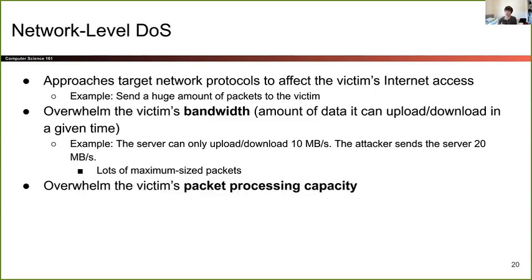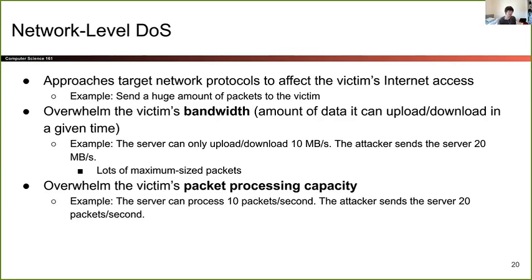The other idea, which is a bit less intuitive, is to overwhelm the victim's packet processing capacity. So maybe I can send 100 megabits per second, but maybe my router is only smart enough to handle 10 packets per second. If the attacker sends me 20 packets per second, then I'm going to end up with more packets than I can process per second. And then when I'm trying to send my own packets out, it's like, oh, sorry, I can't process this many packets. And here we're actually going to send a lot of minimum sized packets. So we're not consuming much bandwidth. Instead, we're consuming the packet processing capacity itself.